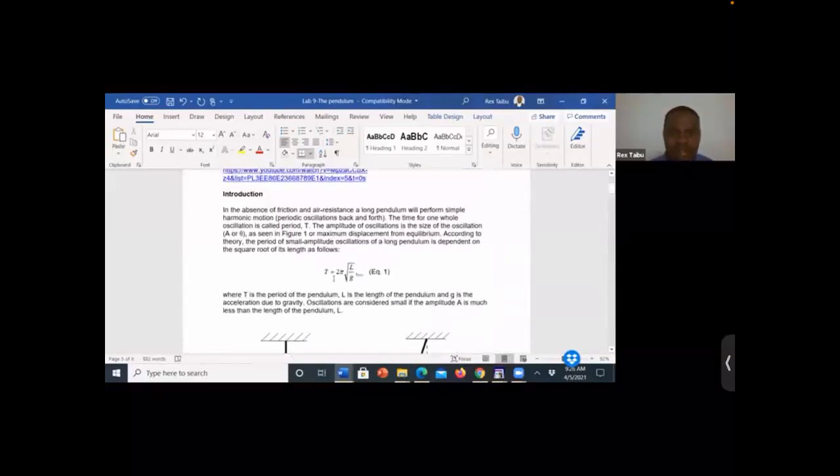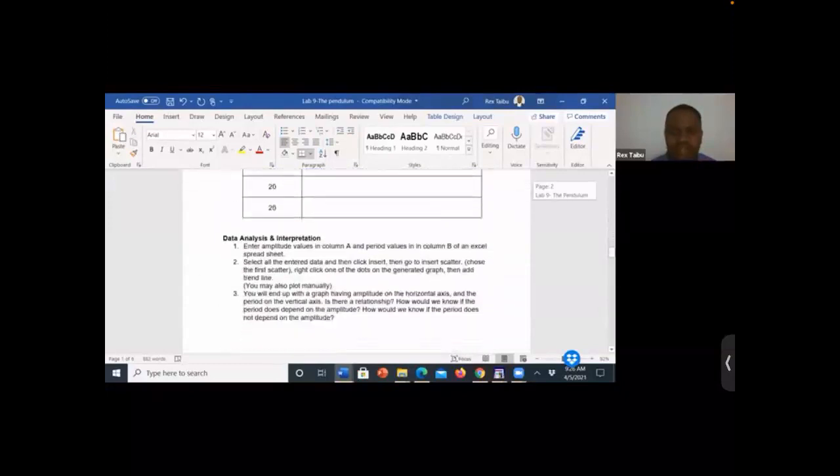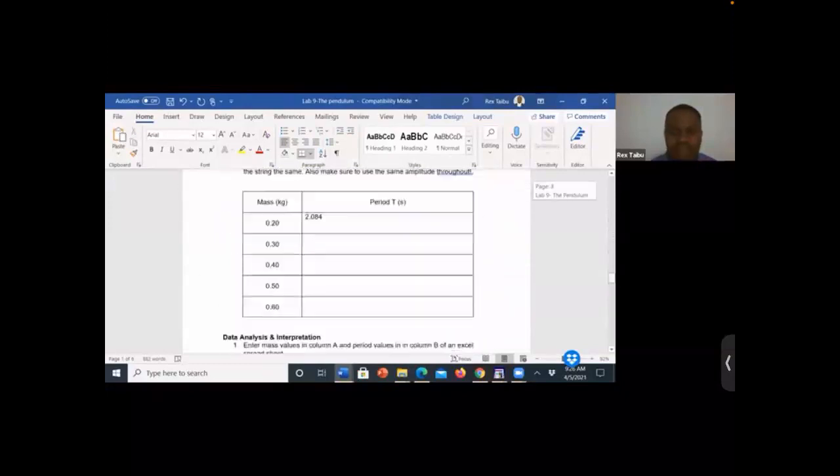So this formula, in theory, T equals 2 pi square root of L over g. Your L has to be in meters, and g is 9.8 meters per second squared. So use your calculator to find out T theory for the last part.